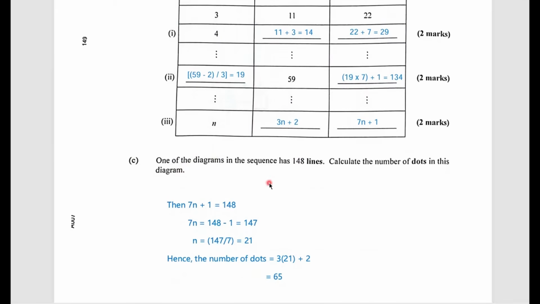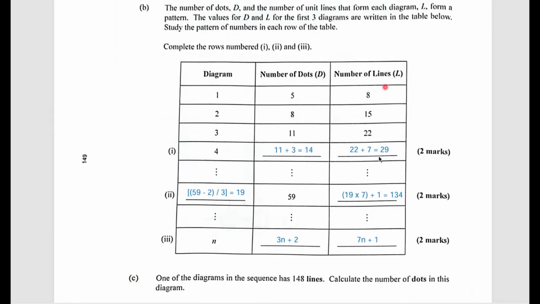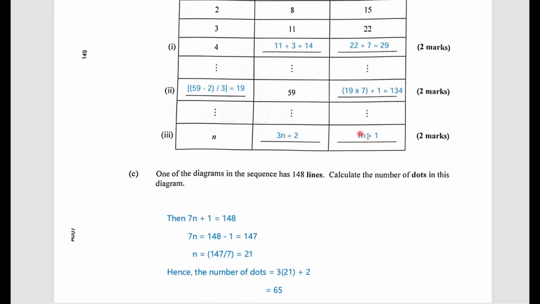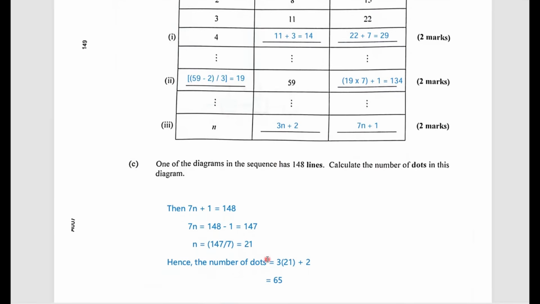So one of the diagrams in the sequence has 148 lines. Calculate the number of dots in this diagram. So there's your number of lines column. In other words, 7n plus 1 is 148, and you want to work out n. 148 minus 1 is 147, and you divide by 7, you get 21. 21 is the diagram number.